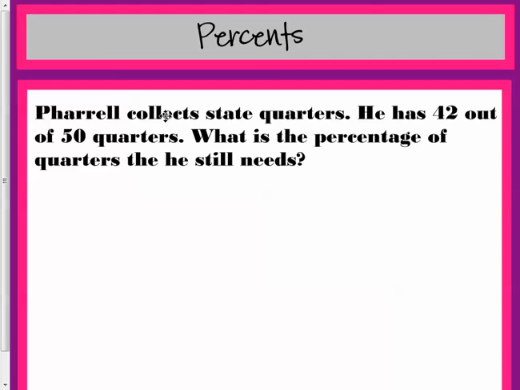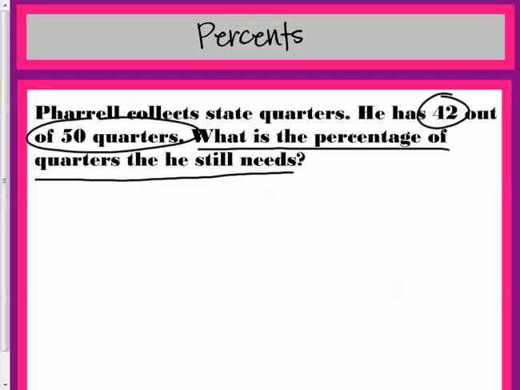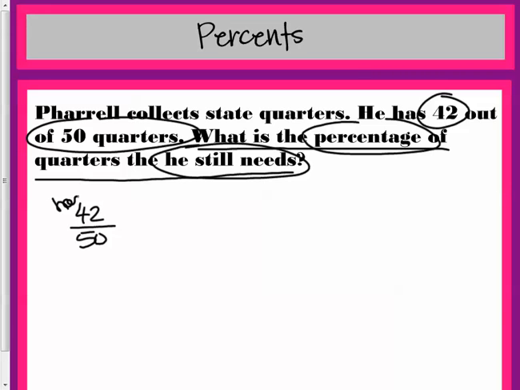All right, let's look at Pharrell. He's collecting state quarters. He has 42 out of 50 quarters. What is the percentage of quarters that he still needs? So we're looking at what percentage he still needs. We know he has 42 out of 50. Now, this is trickier because we want to know how many he needs. So he has 42. How many does he need? He needs 8 out of the 50.